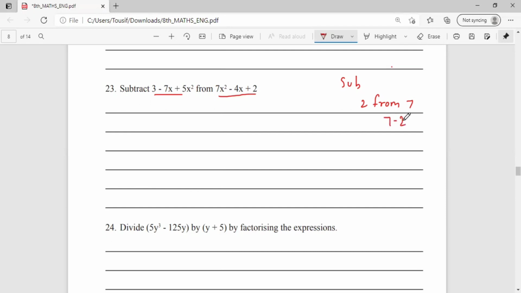When a question is in the form of numbers, it is very easy to understand. But when it is asked in the form of an expression, it may be difficult. One thing you remember: in the expression, we have to take the second expression first. That is 7x square minus 4x plus 2. They are saying to subtract, so I write subtract. Now the first expression, in brackets: 3 minus 7x plus 5x square.